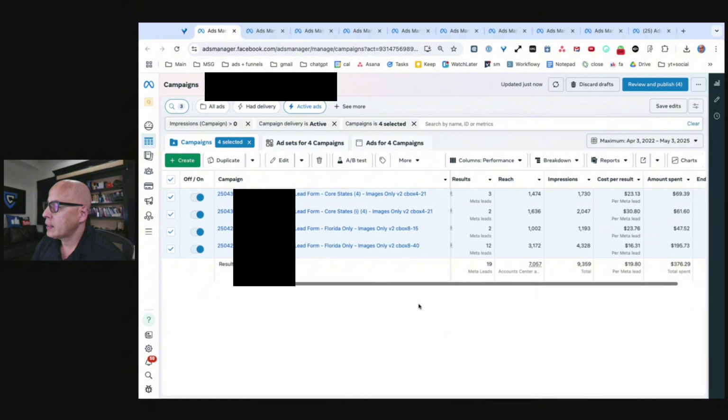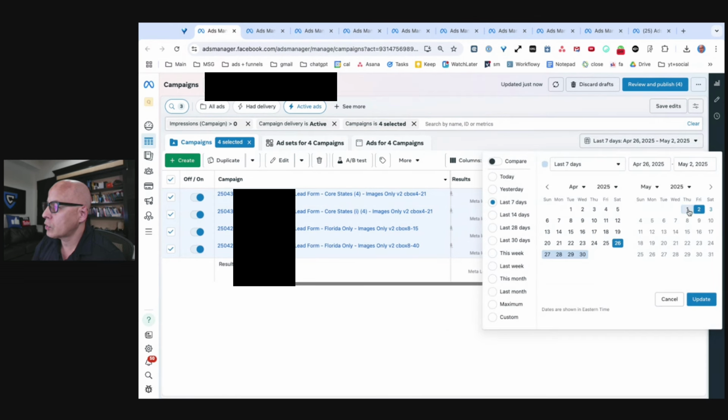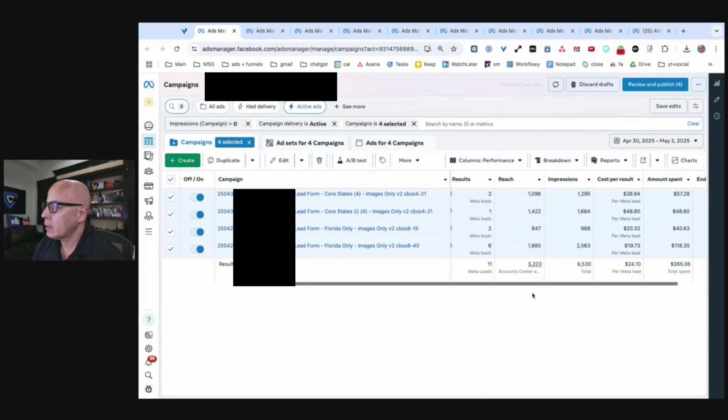And then now I have a total of 19 campaigns running at $19.80 per lead. I will do a last 7-day report, a slight increase, but not bad. And then I'll do a quick couple days report from the 30th until the 2nd. Let's see here. Hold on. From the 30th to here, update. So $24 per lead, slight increase, but still generating leads right now.